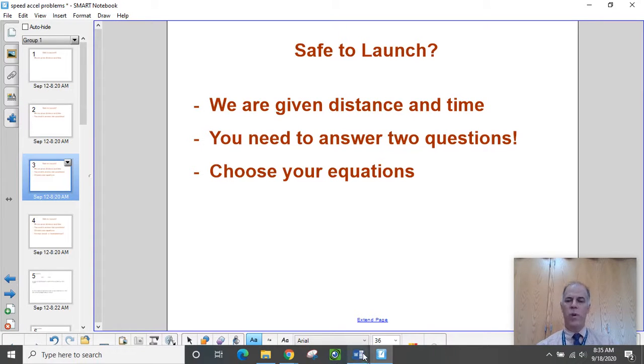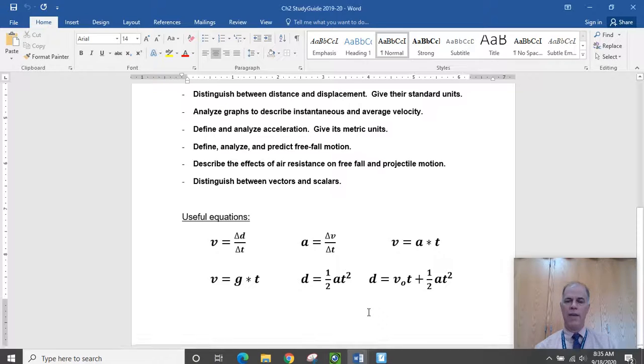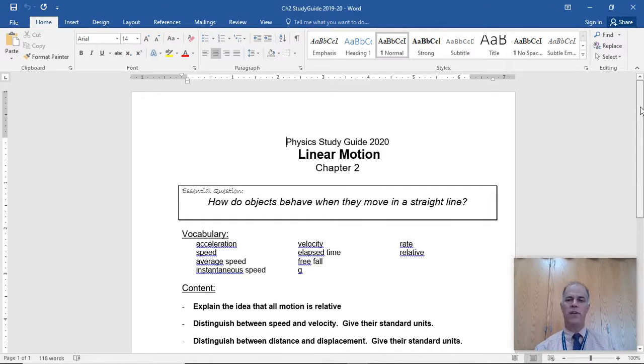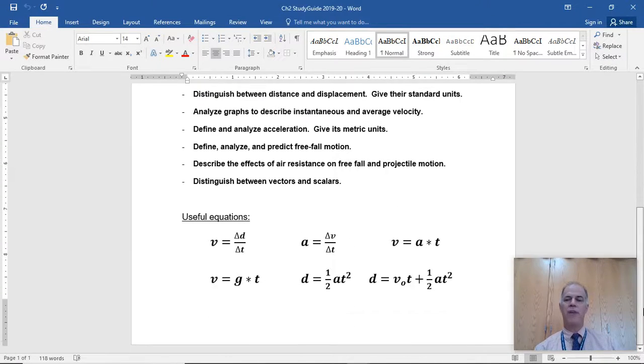Now, you need to choose your equations for this, and for this, you're going to use the study guide, which is in the stream, as you know. It's the thing that has all the equations on it. So what you need to do is look at this menu of equations that you have and find some that have the information that's given and only leave you with one unknown.